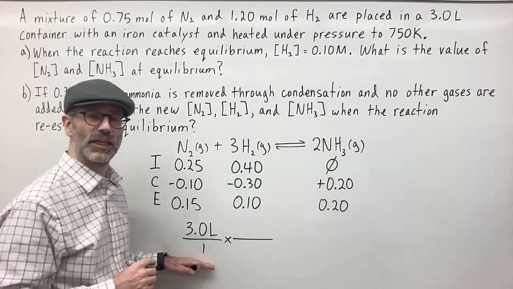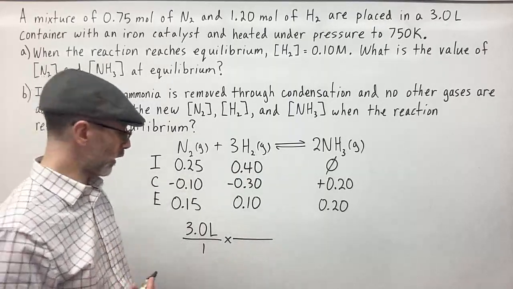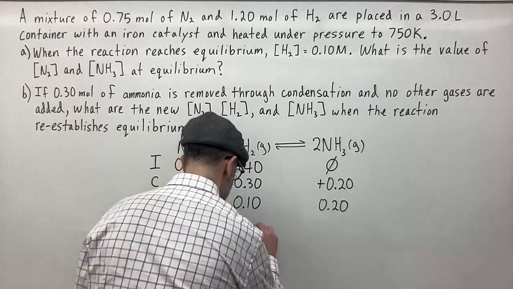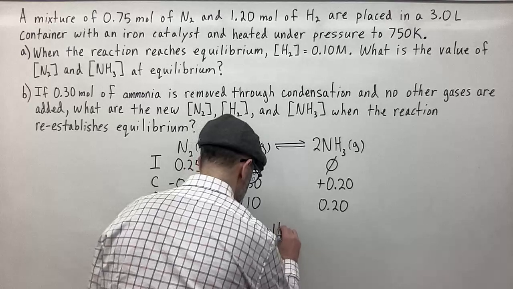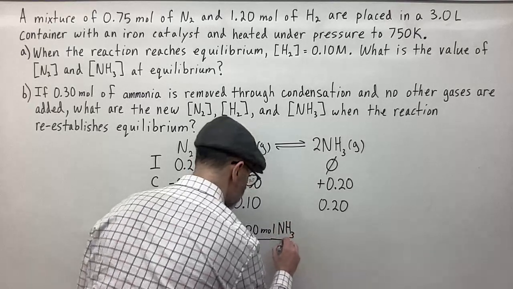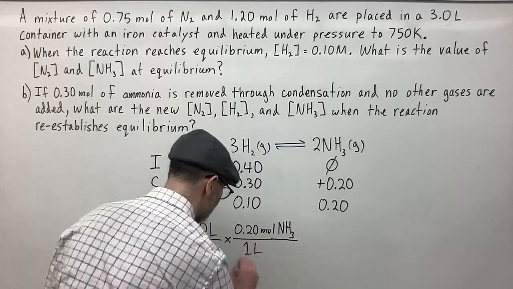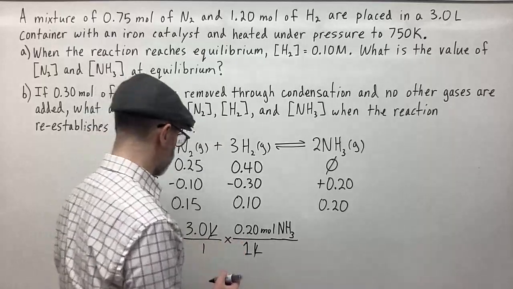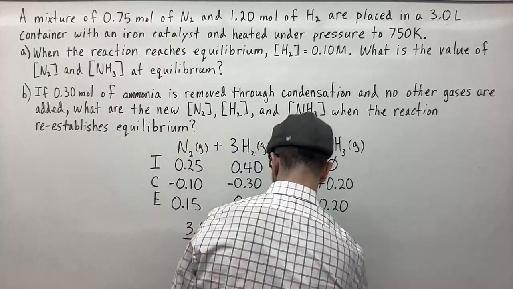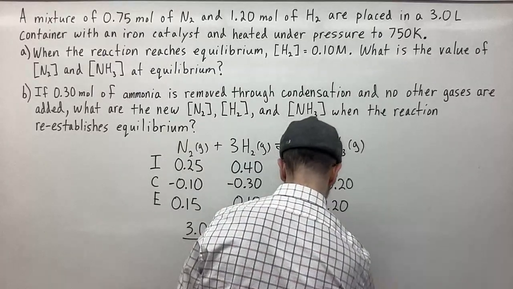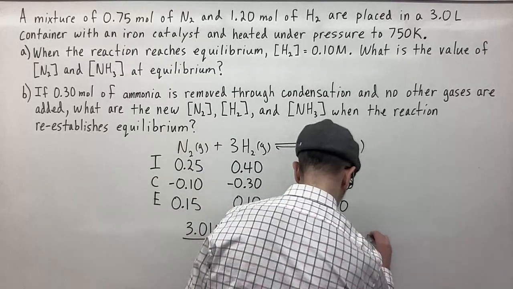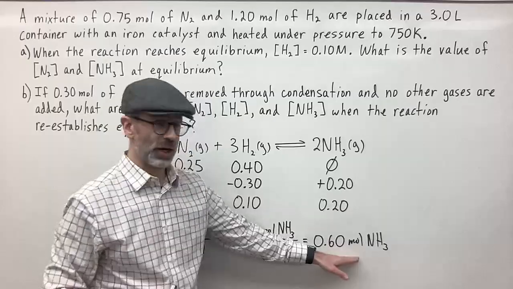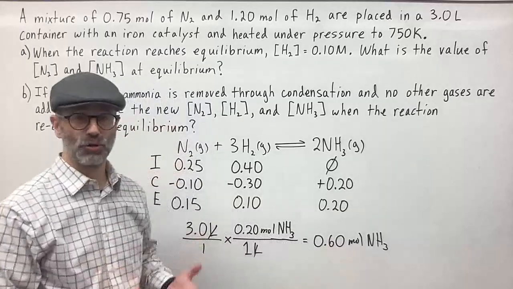So here we're starting with liters. We can convert it to moles using molarity as a conversion factor. So the molarity is 0.20 moles of NH3 over 1 liter of solution. So liters cancels out. So 3.0 times 0.2, that's going to be 0.60 moles of NH3. So at equilibrium, this is the number of moles we have in solution.